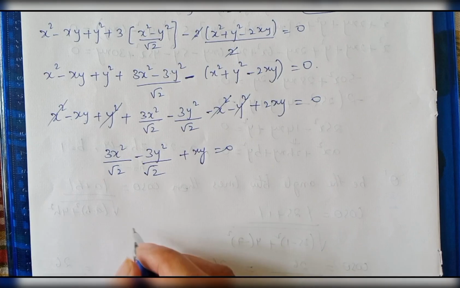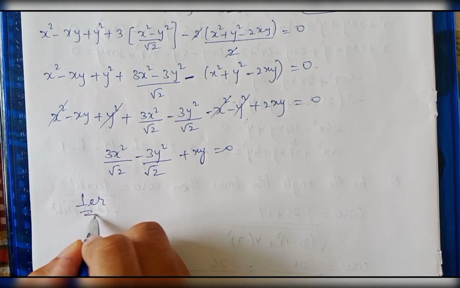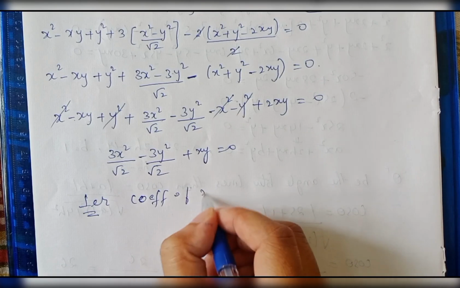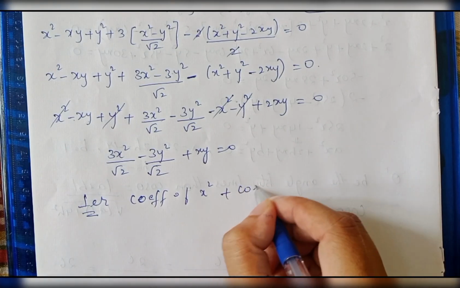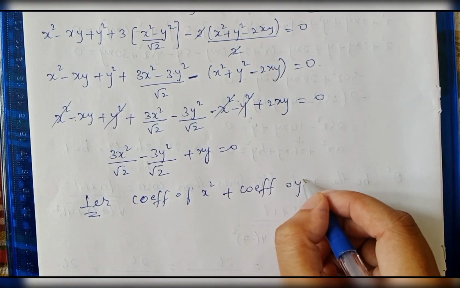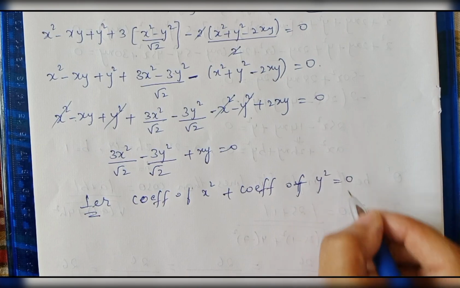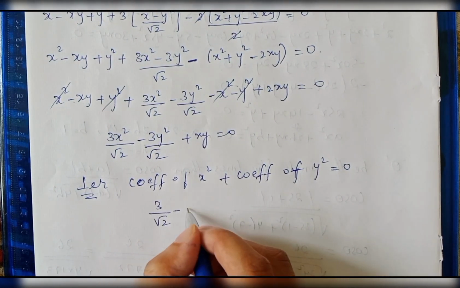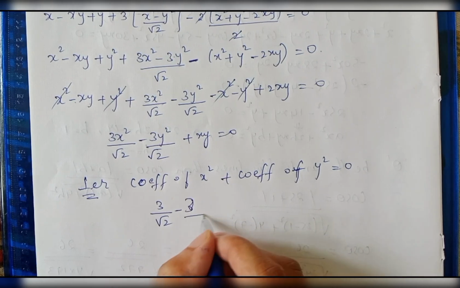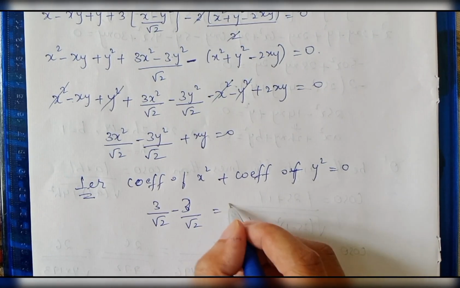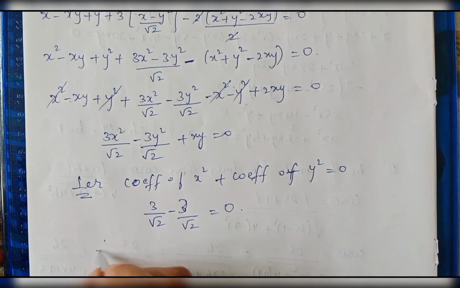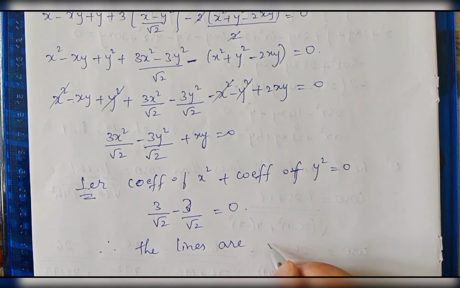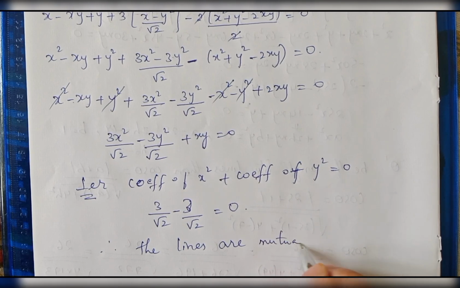So we have to prove that the lines are perpendicular. In order to get perpendicular lines, the coefficient of x square plus the coefficient of y square is equal to 0. So this will be 3 by root 2 minus 3 by root 2, so it is 0. Therefore, the lines are mutually perpendicular to each other.